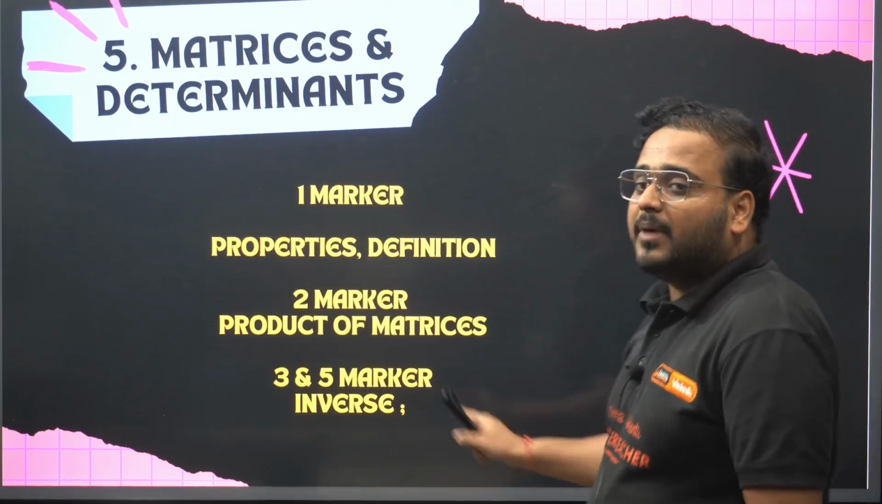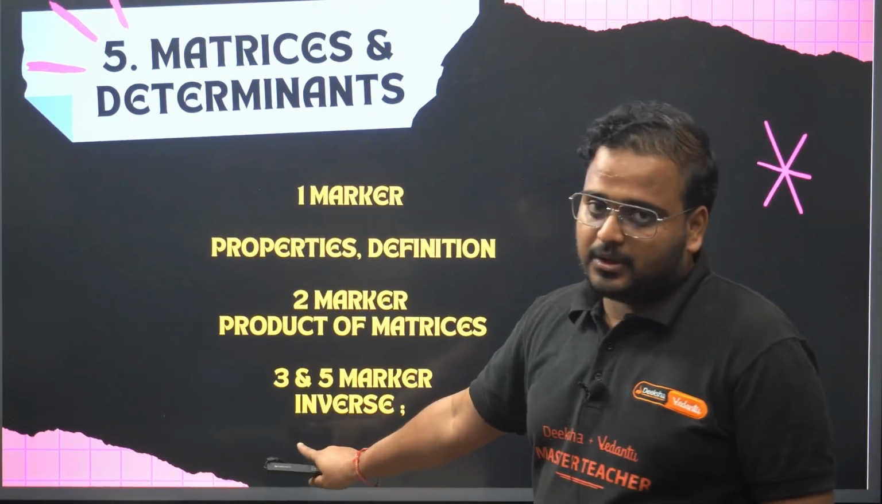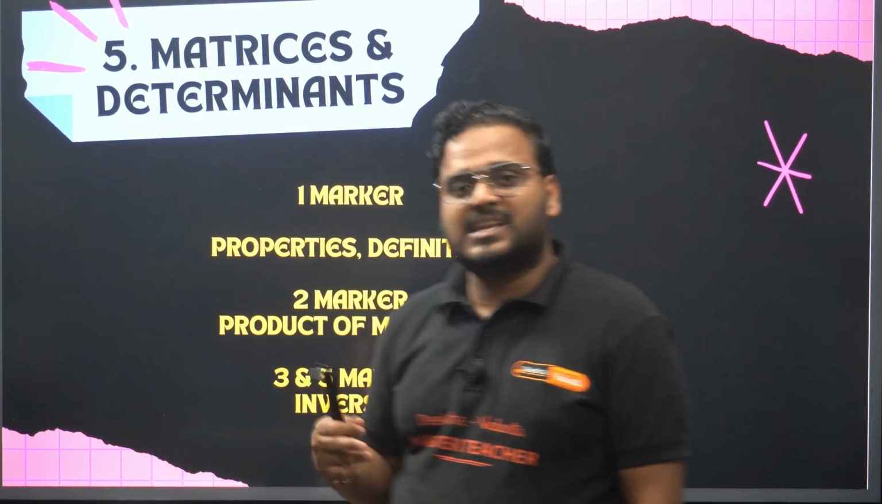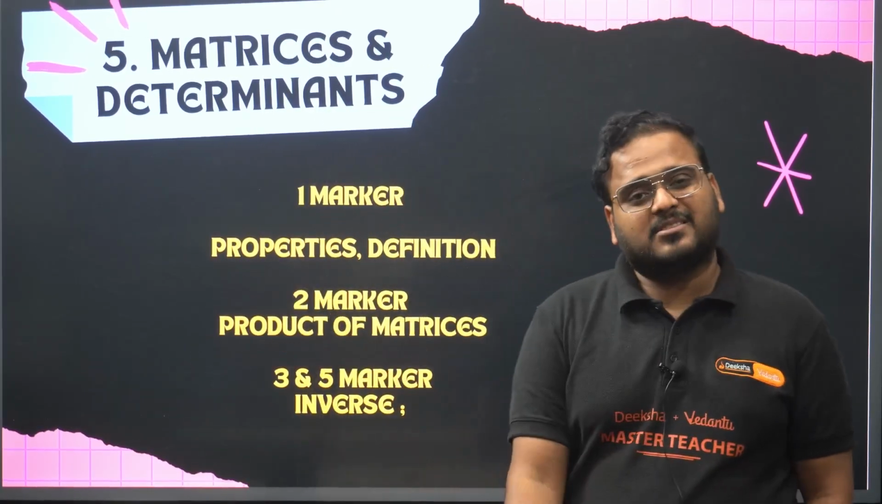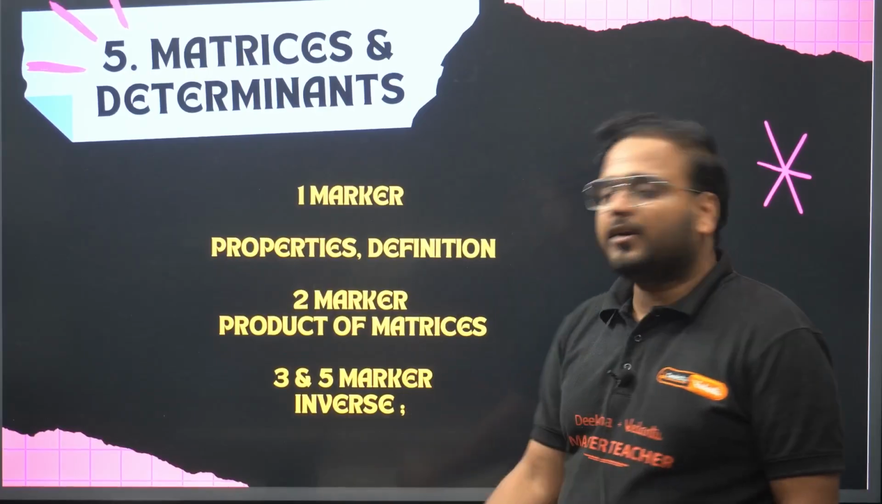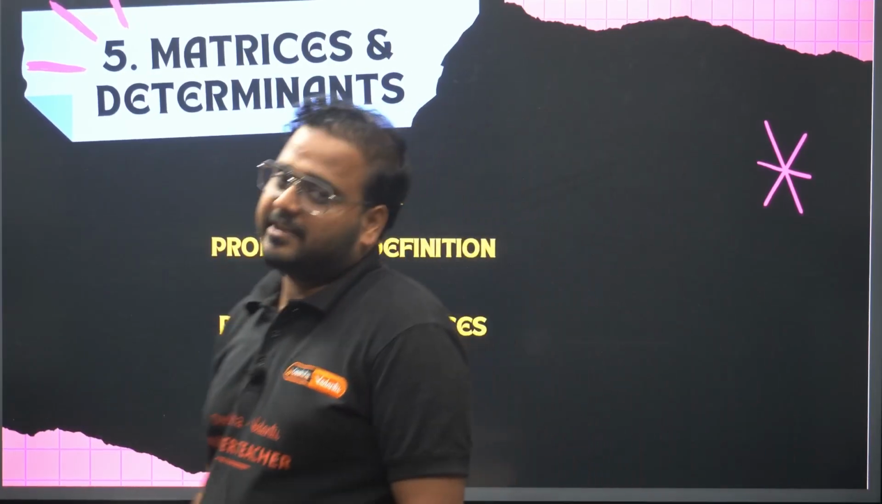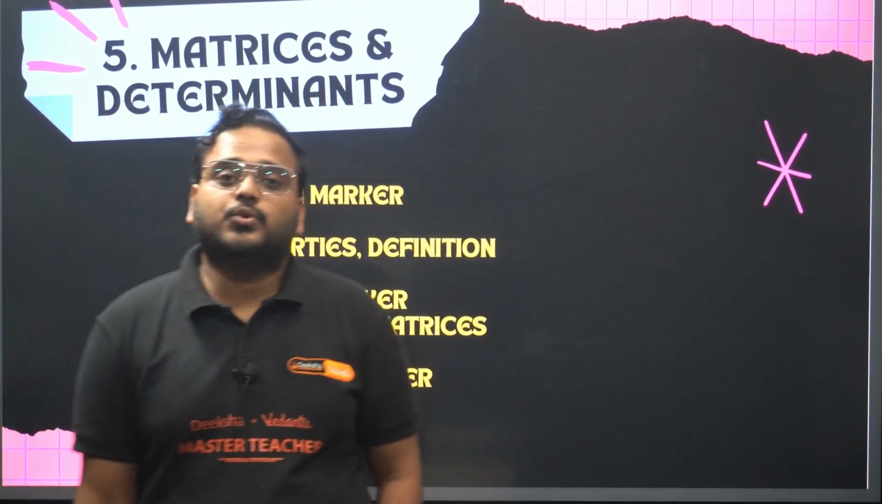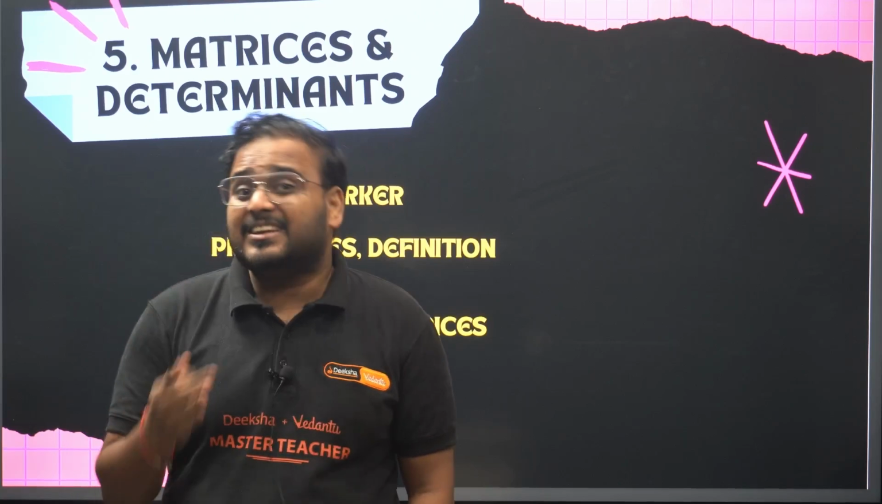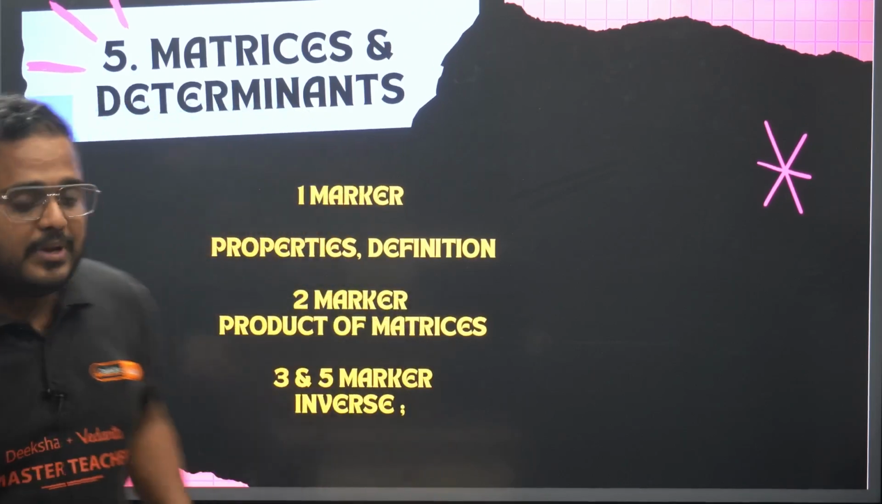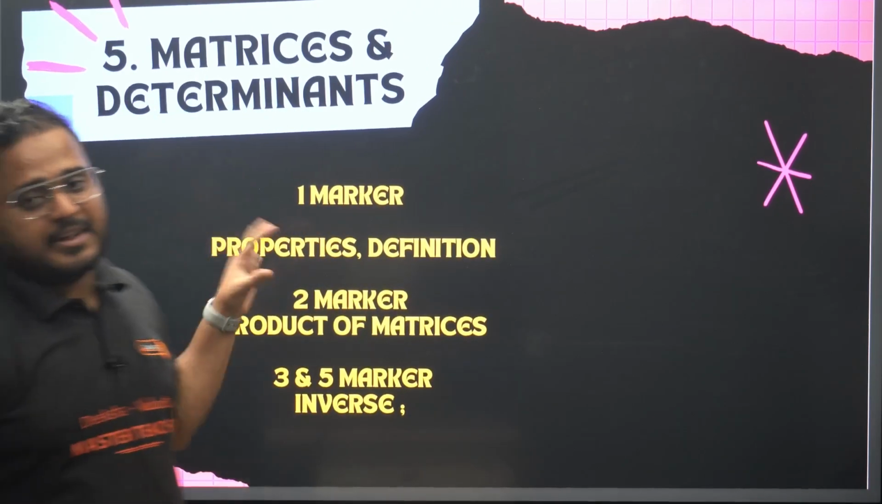I've not written it over here, but yeah, inverse means the same thing. Okay, 3 and 5 marker, the same thing. Area of triangle is one concept. It can be asked in 2 marker also, and in 3 marker as well. And your 5 marker is inverse, whether a direct inverse question, or they can ask you a question on solving linear equations using determinants. So please pay attention to this, very, very important.